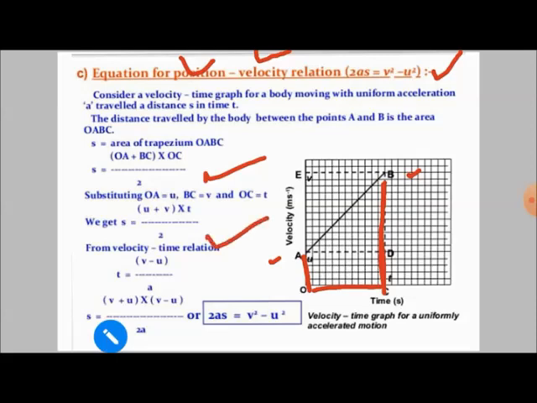From the velocity time relation, from equation number 1, we know that V equals U plus AT. So here we can find the value of T, and it will become T equals V minus U divided by A. We will get 2as equals v square minus u square, and this is the relation between the position and velocity, known as the third equation of motion.